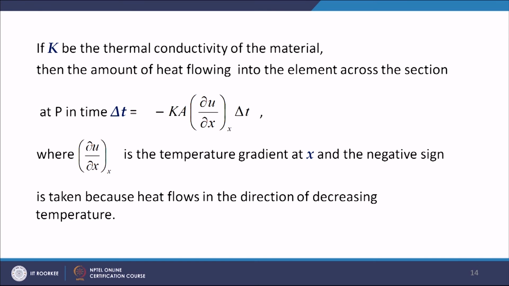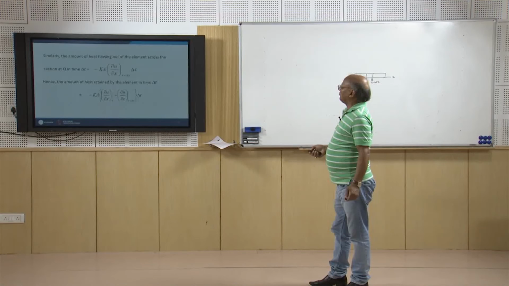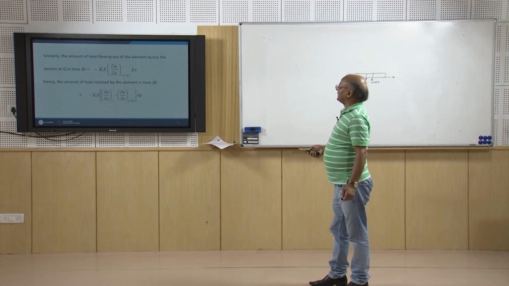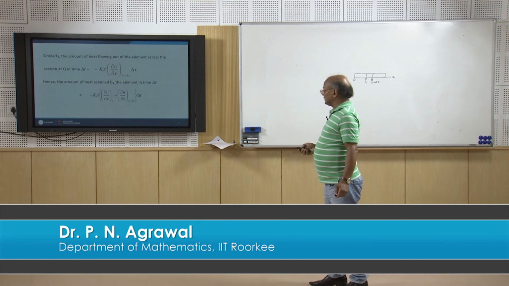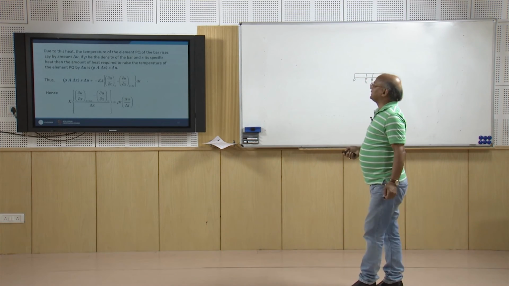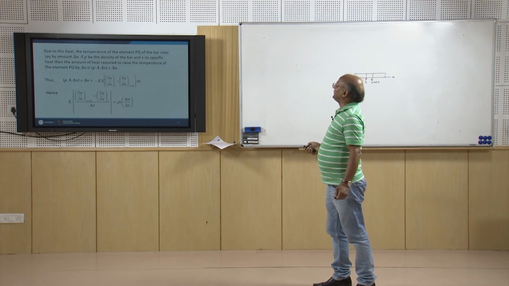Similarly, the amount of heat that flows out of the element across the section at Q in time delta T will be minus K A delta U by delta x at the point Q, which is x plus delta x, into delta T. So, the amount of heat that is retained by the element PQ in time delta T will be minus K A delta U by delta x at x minus delta U by delta x at x plus delta x, into delta T. Now, due to this heat, the temperature of the element PQ will rise.